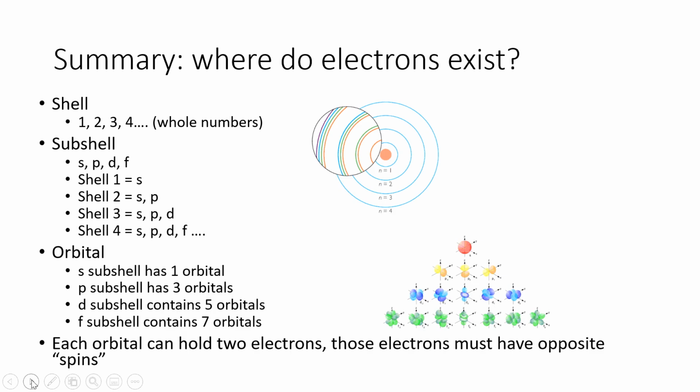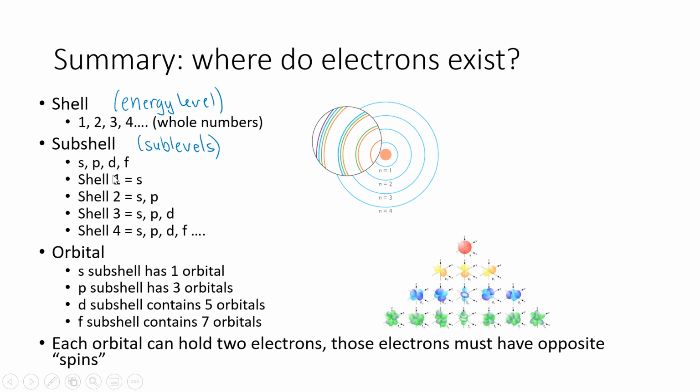Okay, so to summarize, where do electrons exist? They exist in shells. We describe shells using whole numbers, 1, 2, 3, 4. These shells are actually broken up into subshells. So there's S, P, D, F. We use letters to distinguish those. I should also say we use different types of vocabulary for it. Sometimes we call these shells energy levels, and we might call subshells sublevels. Put that vocab out there.